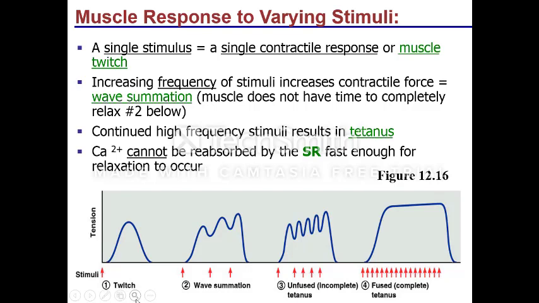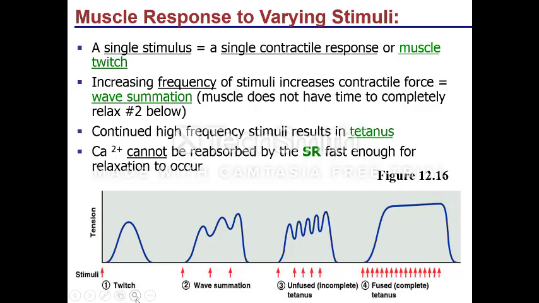The muscle's going to respond to varying amounts of stimulus. Stimulus is indicated by the red arrows along the bottom of the x-axis. When a single stimulus is applied, a single contractile response occurs. This is also known as a twitch. This is usually a procedure we conduct in the laboratory.